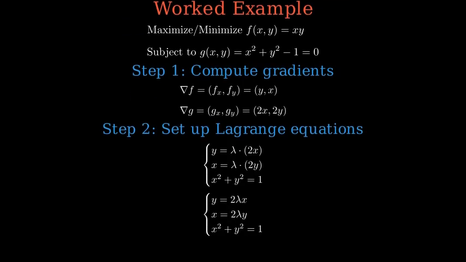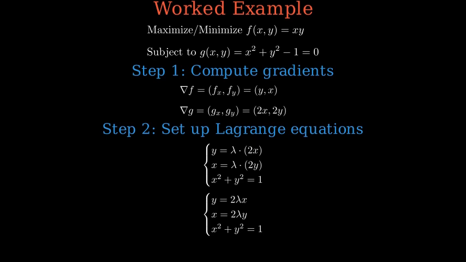Step 3. Solve the system. From the first equation, if x is not 0, we can write lambda as y divided by 2x. From the second equation, if y is not 0, lambda equals x divided by 2y. These must be equal, so y divided by 2x equals x divided by 2y. Simplifying, we get y squared equals x squared, which means y equals plus or minus x.